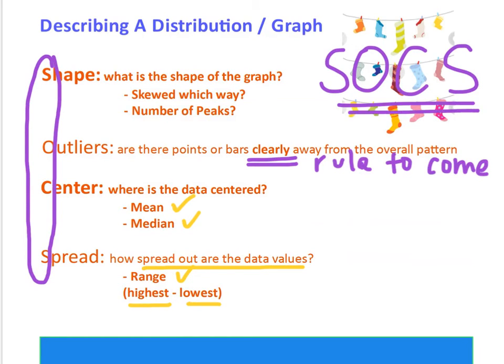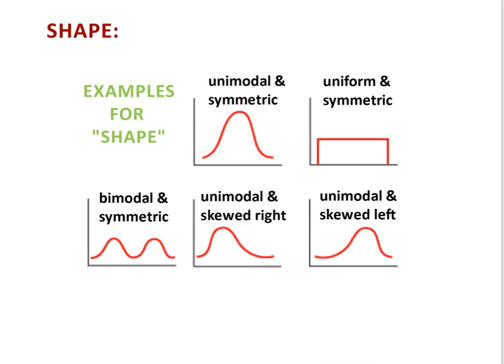If you see me say that, or if you're ever asked to describe a distribution, don't forget your SOCS. Here's some examples for shape, like I mentioned we'd look at. Make sure you get all of these down. You want to have examples for all of these shapes because all of these are important. So make sure you get all of these down.